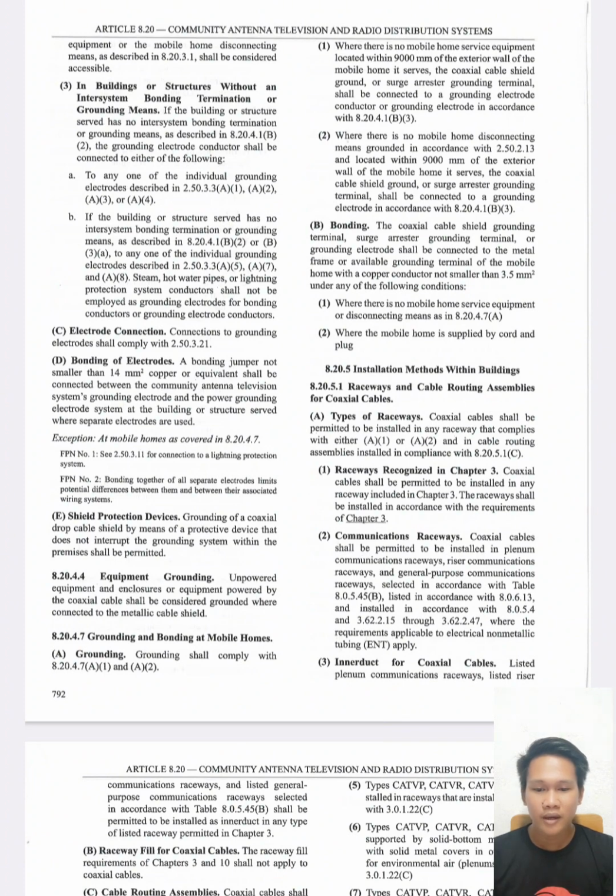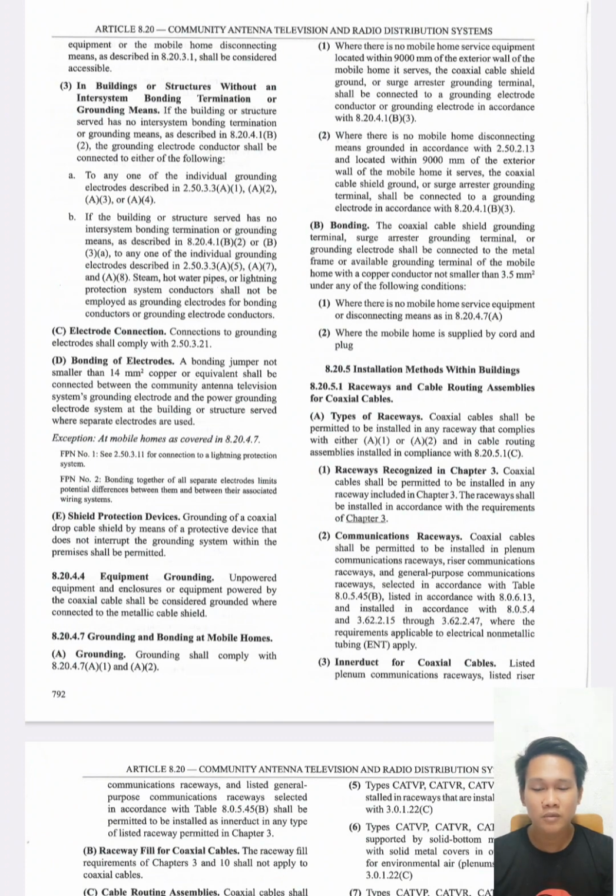C. Electrode connection. Connections to grounding electrodes shall comply with 2.50.3.21. We have D. Bonding of electrodes. A bonding jumper not smaller than 14 mm squared copper or equivalent shall be connected between the community antenna television system's grounding electrode and the power grounding electrode system at the building or structure served where separate electrodes are used.